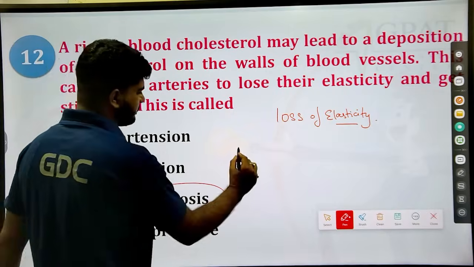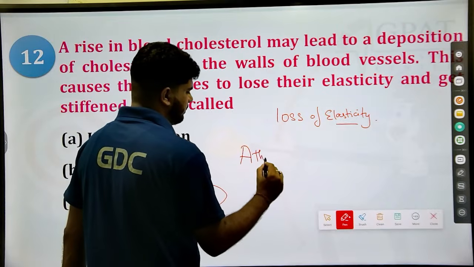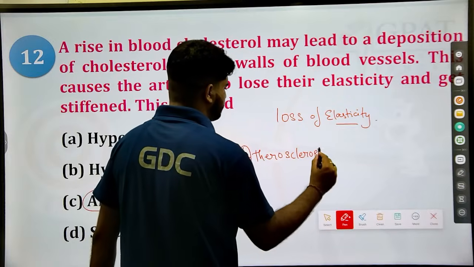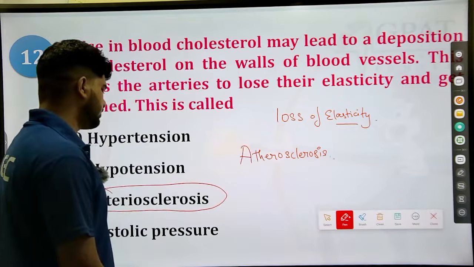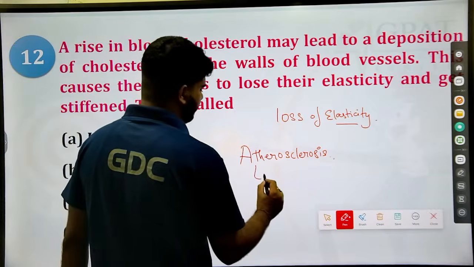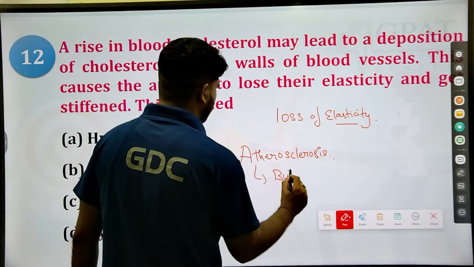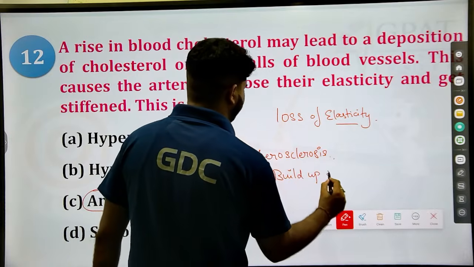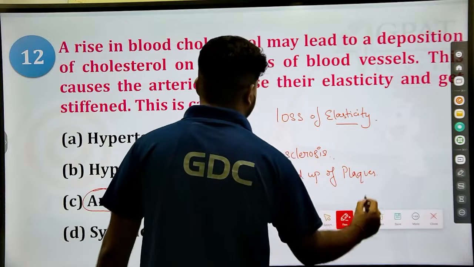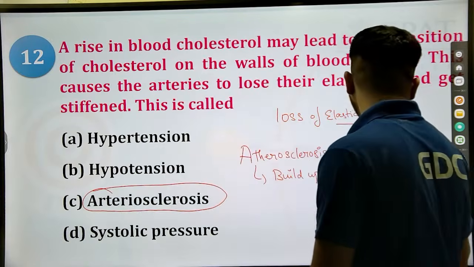And if I talk about atherosclerosis, there are two terms, atherosclerosis as well as arteriosclerosis. Arterio, that is your loss of elasticity, but atherosclerosis, that is the buildup of plaque. Buildup of plaques. You have to remember, plaques in your blood vessels, that is your atherosclerosis.